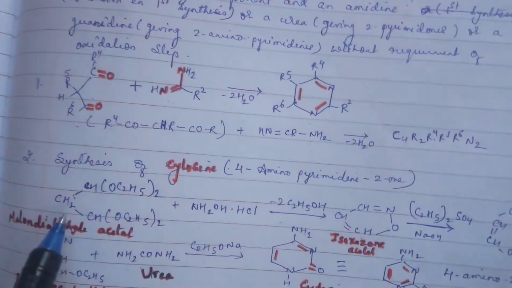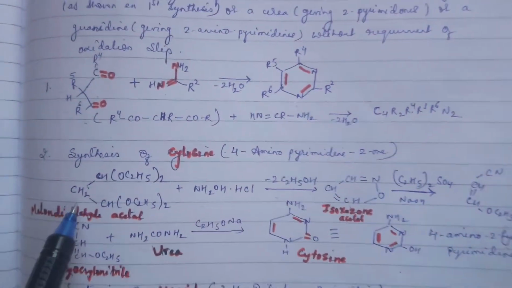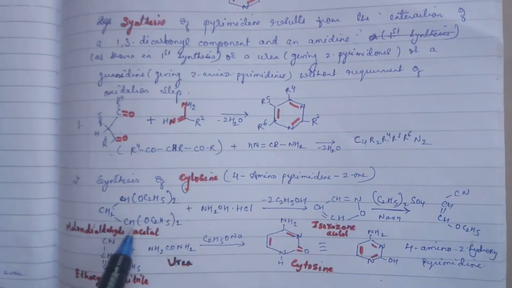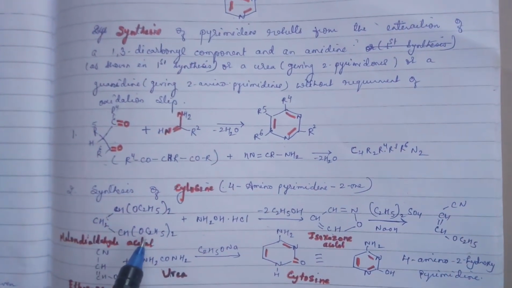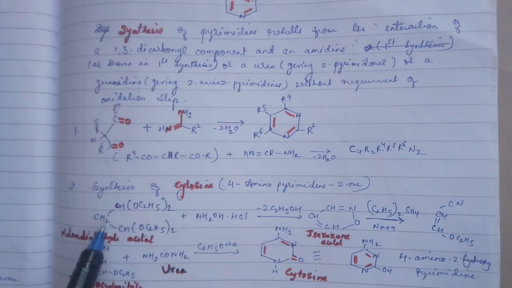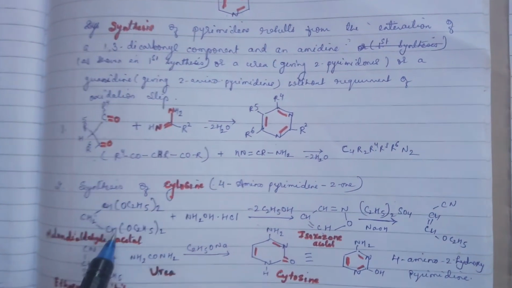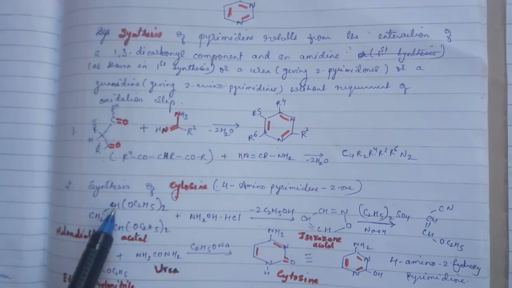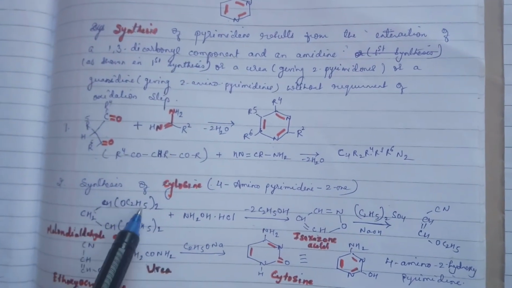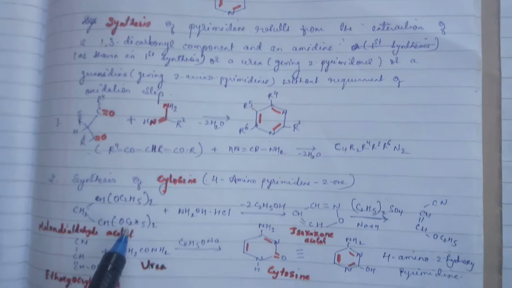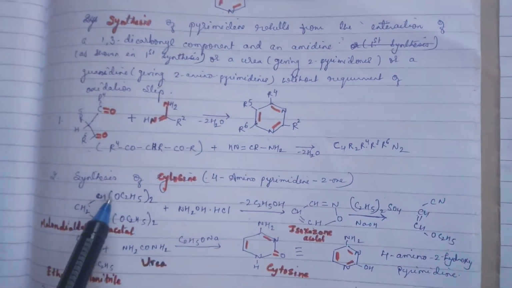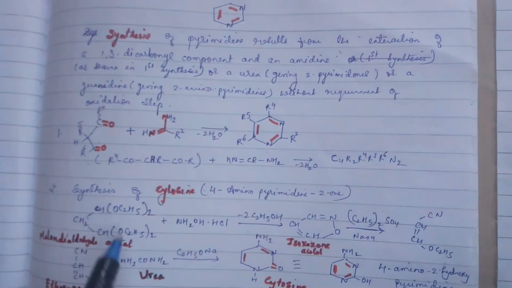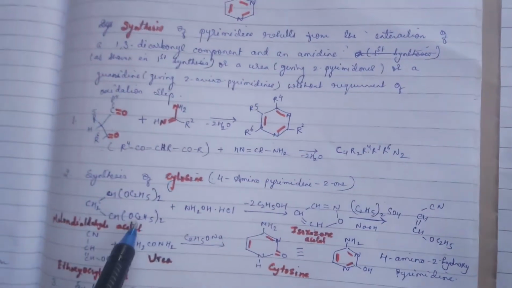For the synthesis of cytosine, I have taken malondialdehyde acetal, that is the acetal of malondialdehyde. Malondialdehyde structure is CHO, CH2, CHO, two aldehyde groups attached to a CH2 group. If you treat malondialdehyde with ethanol, you will get this acetal.